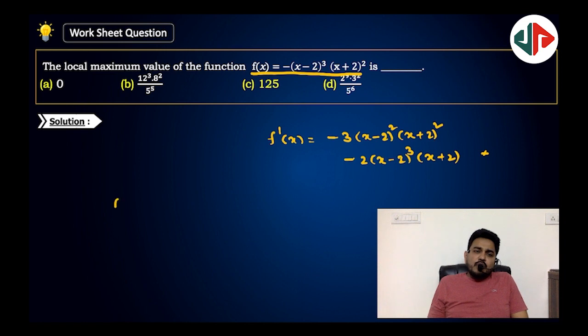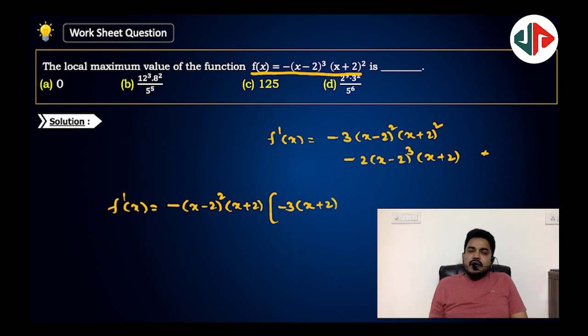So now for this, f dash of x is equal to minus x minus 2 whole square into x plus 2, which I am taking out. So this is minus 3 times x plus 2 and minus 2 times x minus 2.